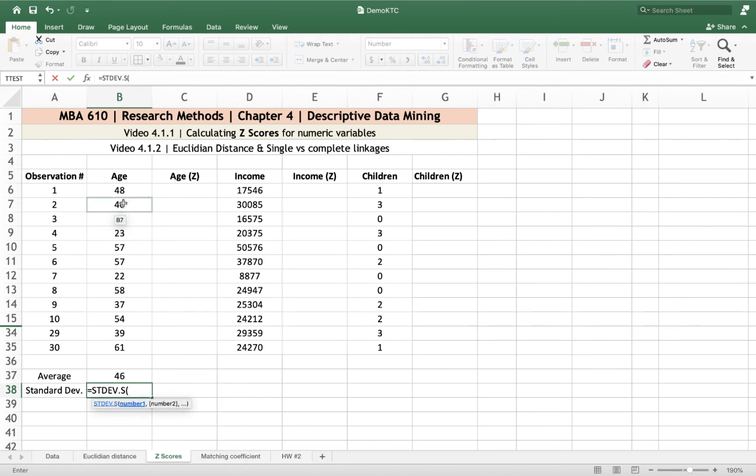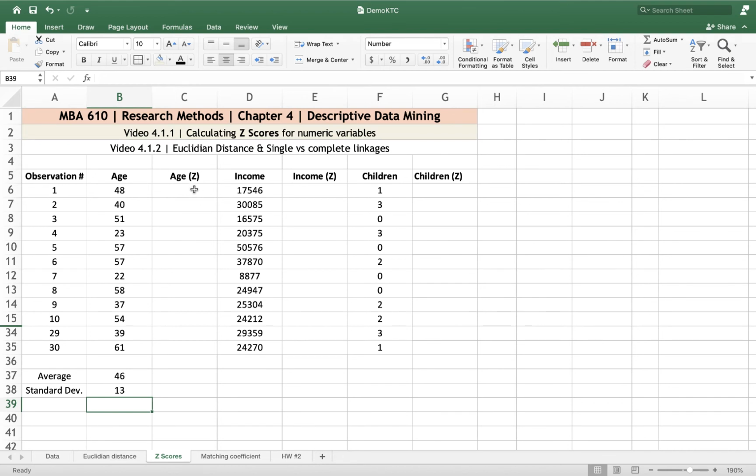And for my standard deviation, I'm going to use STDEV.S because I have a sample, right? It's a sample of people. I don't have every person on the planet or even every person in an organization. I'm assuming that there are more than 30 people here, and this is a sample of those people. And the standard deviation is 13 years.